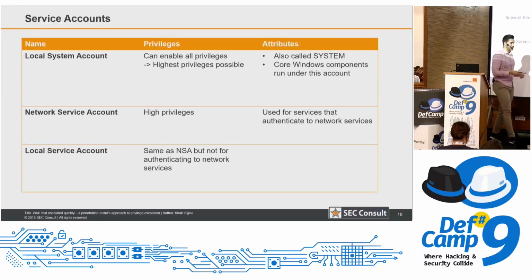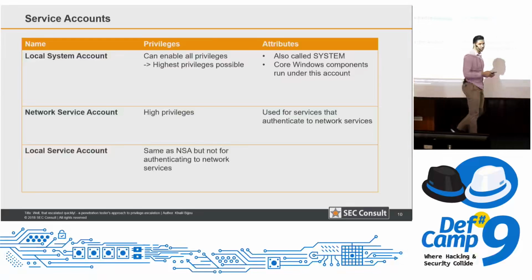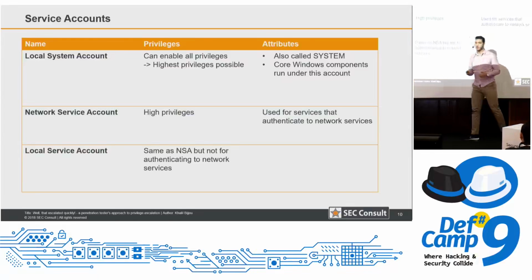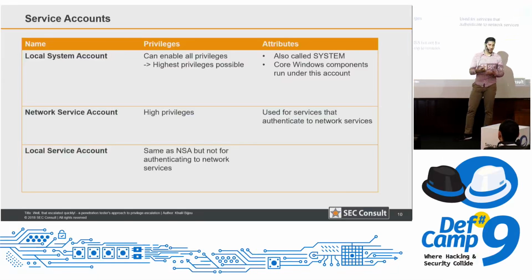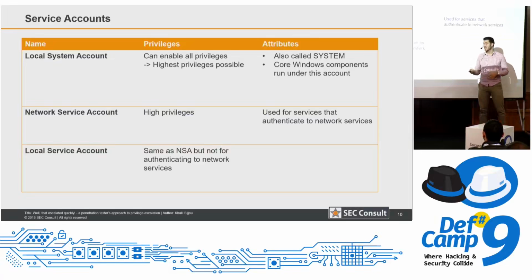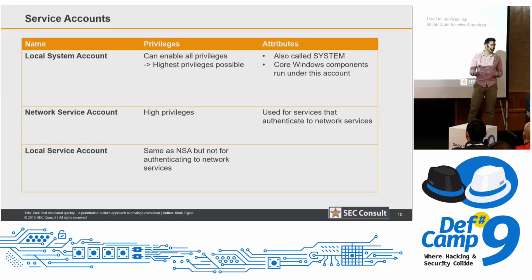Windows offers 3 different service accounts. First of all, the local system account, which is also called the system account. As we said, it has the highest privileges on the system, and you can do everything with this account. Although some privileges are not enabled by default for the system account, you have the privilege to enable other privileges. So eventually you can have every privilege out there. And most core Windows components run under the system account. So if you find a vulnerability in such a Windows component, then you will directly have system privileges.